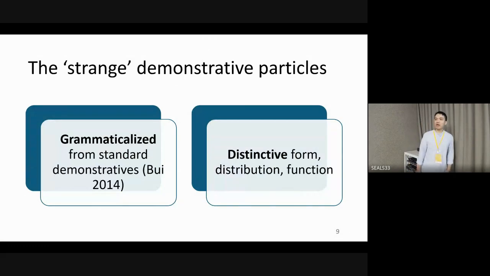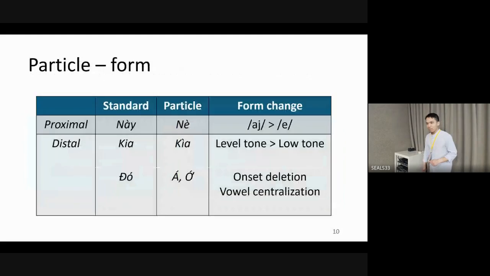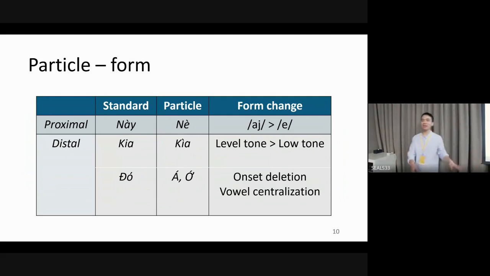These particles are said to be grammaticalized from standard demonstratives, perhaps a very long time ago, because now they have a very distinctive form, distribution, and even function in discourse. For instance, with form, the particles are quite different from the standard ones. They have many phonological changes. You can see monophthongization in the first one. In the second one, a level tone turns to a low tone, and this is very special. You see onset deletion, vowel centralization, and even in some cases the deletion of the entire syllable, where all that's left is the tone. So it's completely cliticized.